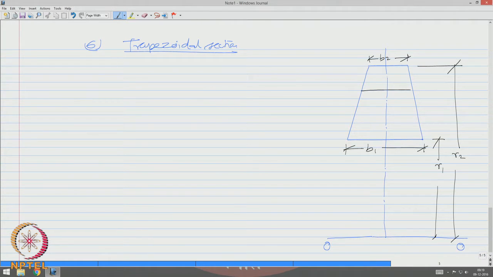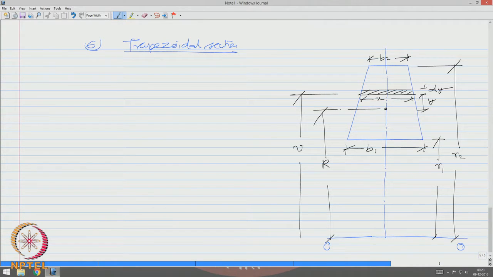Let us take a strip from the CG, which is at a radius r, which is located at a distance y, and let the width of the strip be x, and let the strip be located at a radius v from here. So, this is my centroidal axis. Of course, I will look at the neutral axis later here, which will be at a distance e from the centroidal axis.